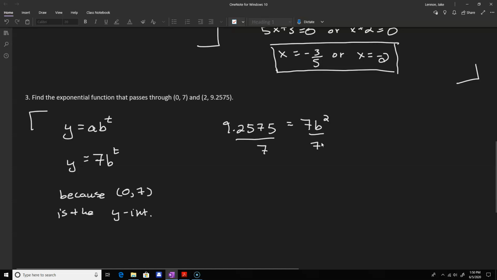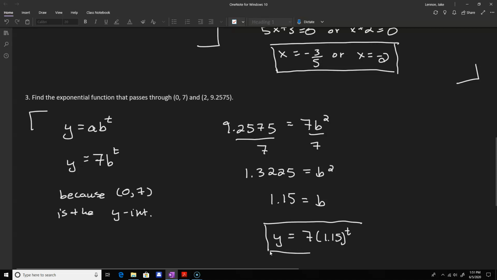If you plug that into your calculator, we get 1.3225 equals b squared. So take the square root of that. Again, b has to be positive, so we don't have to worry about any negative values there. So we get b is equal to 1.15. So our exponential function is y equals 7 times 1.15 to the t power. And that's the exponential function.